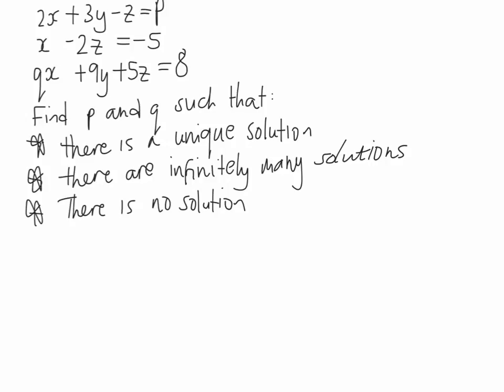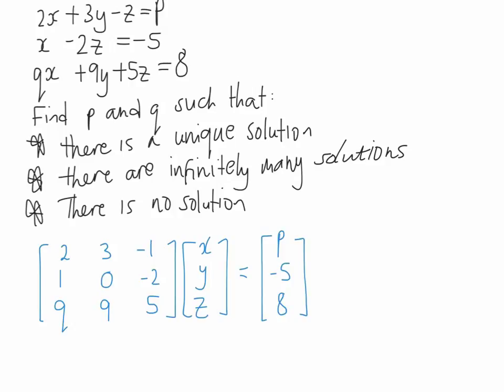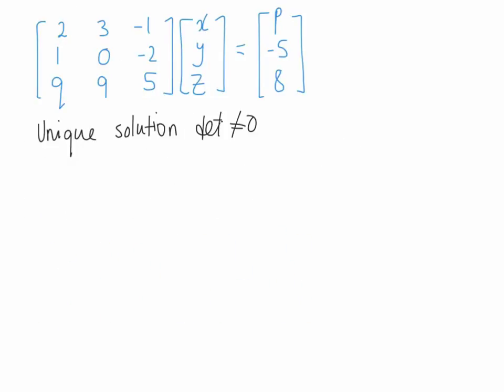Here's another example. This time we're finding P and Q such that there is a unique solution, there are infinitely many solutions, or there is no solution. And here are the equations in matrix form. Now, for there to be a unique solution, the determinant of the matrix on the left can't be 0.